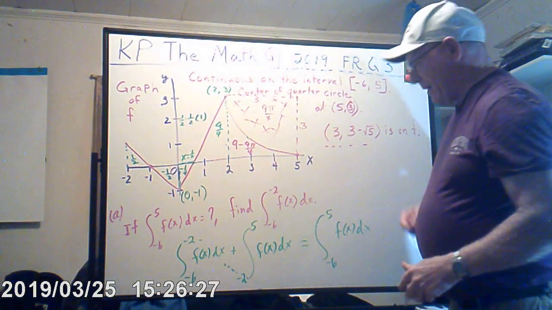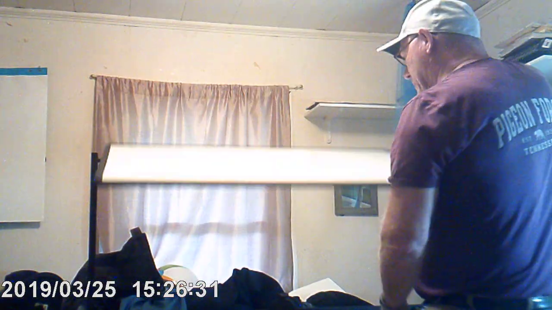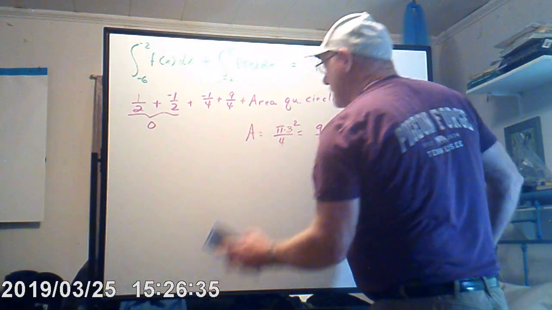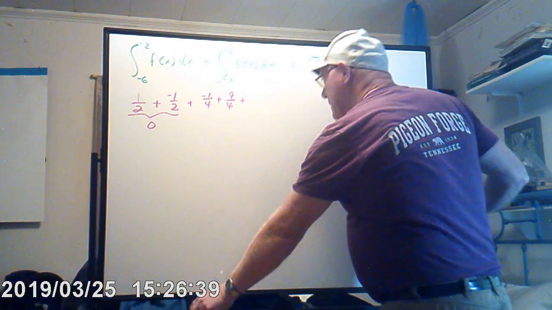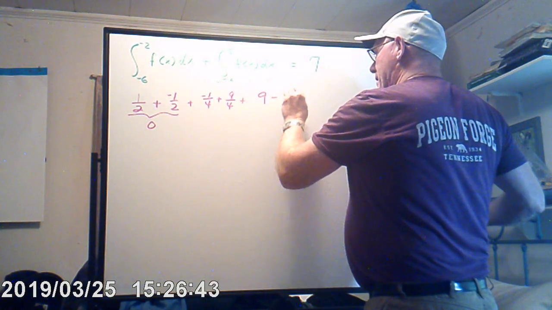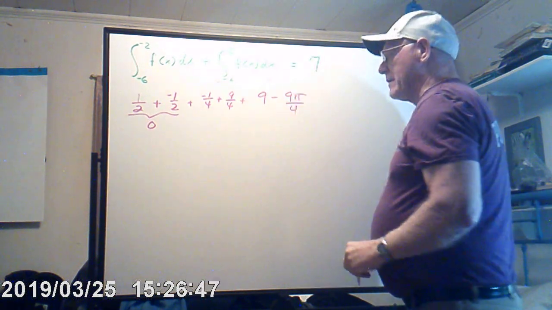Alright, that's what I've got. So 9 minus 9 pi over 4. Alright, so this area here is 9 minus 9 minus 9 pi over 4.